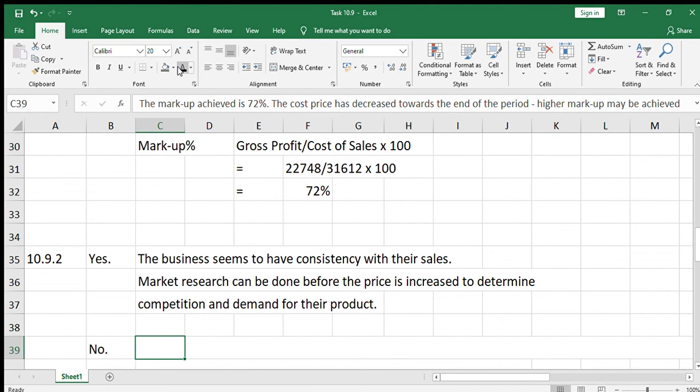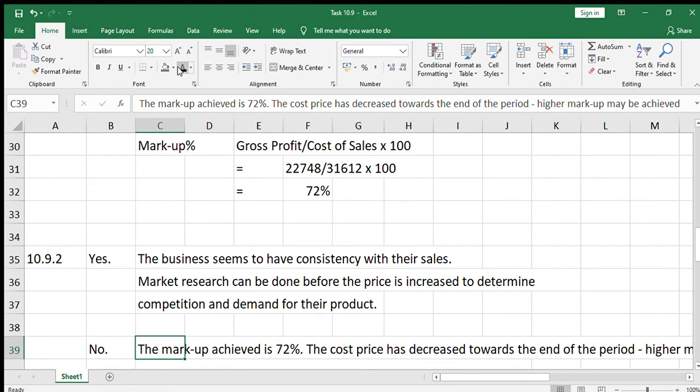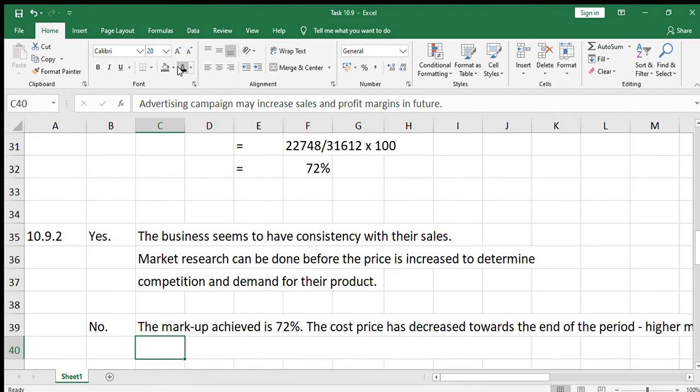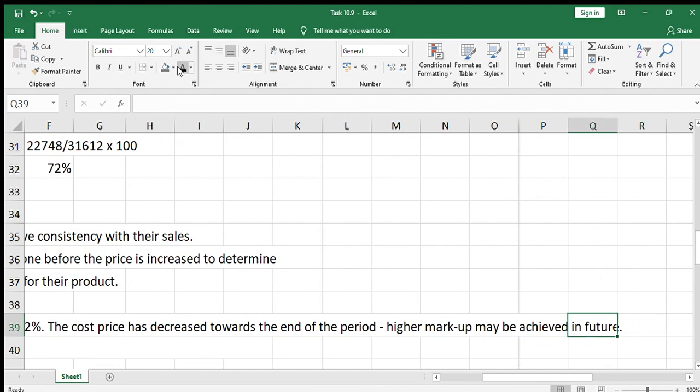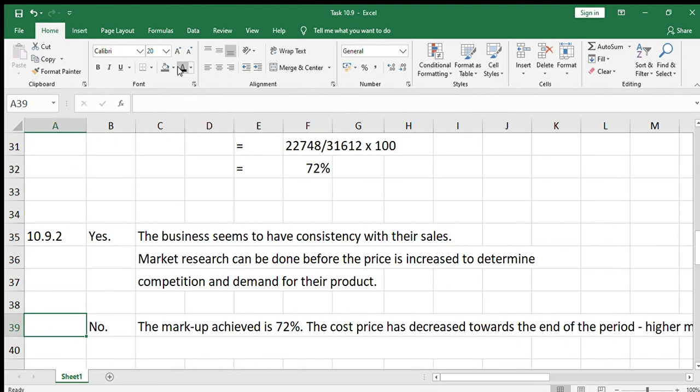Or you could say no. The markup achieved is 72%. So what we're trying to say is that the markup is already quite high. And if you look at the cost price, the cost price actually decreased towards the end of the period, and a higher markup may be achieved in the future. So if the cost price keeps decreasing, the markup will even increase in the future.